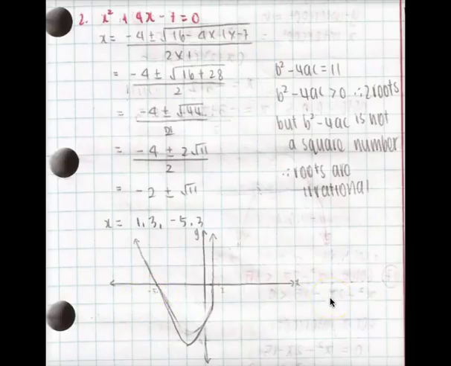So those roots are not rational, but there are still 2 roots. So if the discriminant is positive, you always get 2 roots. But because our discriminant is not a square number, then the roots are irrational, or not rational. Now we'll do example 3.